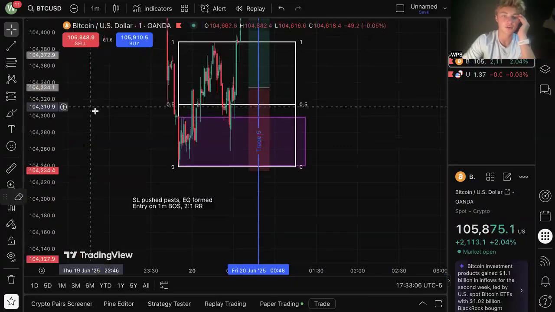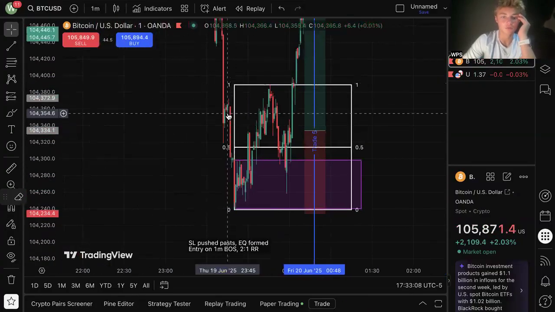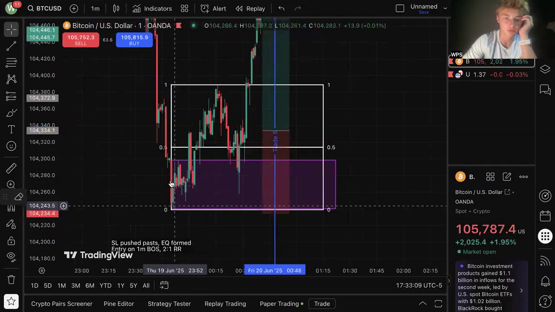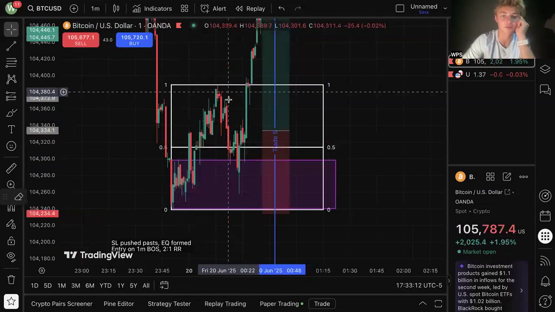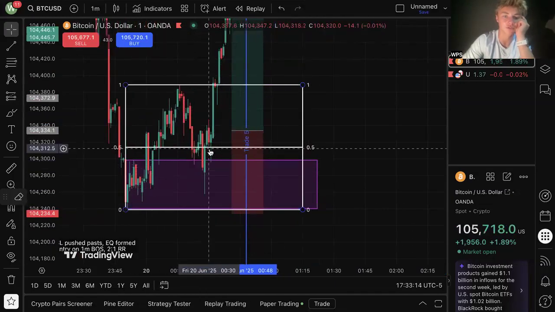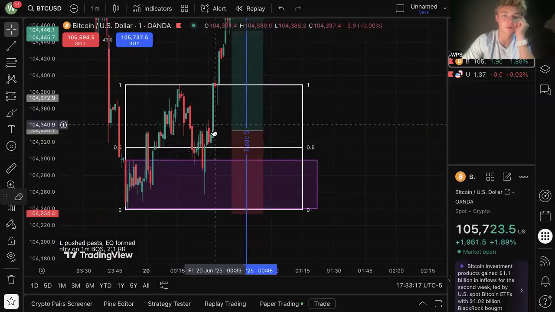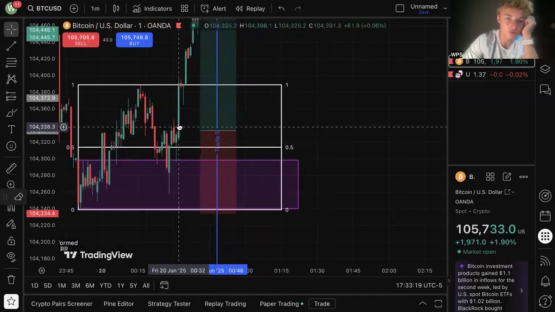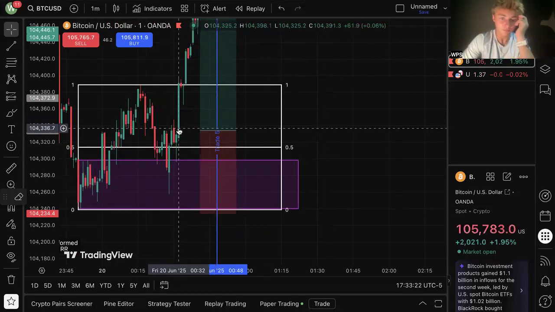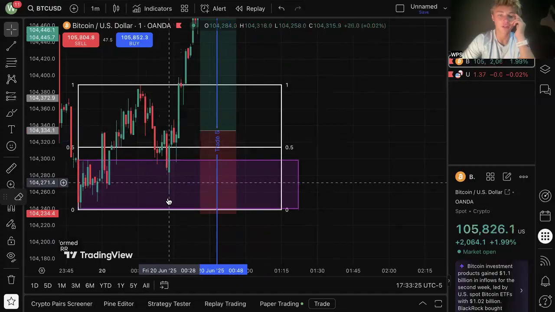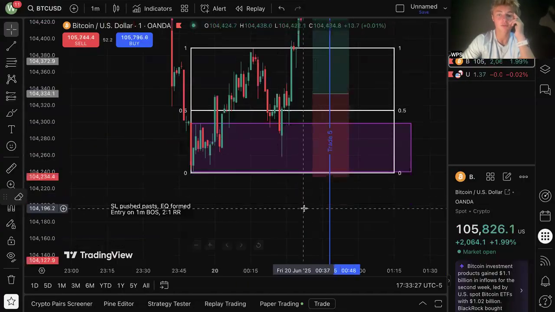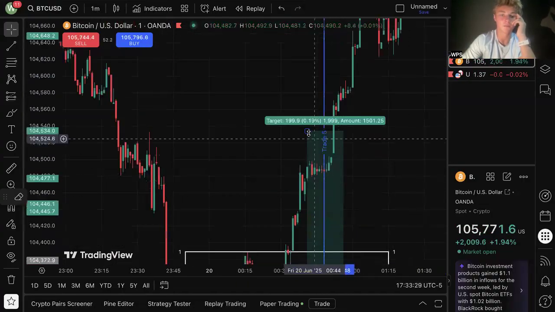Again, very similar. Swing low, price pushes past this swing low, forms this order block, price retraces out of this order block, comes down, breaks structure out of the equilibrium and order block, and right here's where I would enter, as soon as price retraces above this candle right here. Stop loss below here, take profit up here.